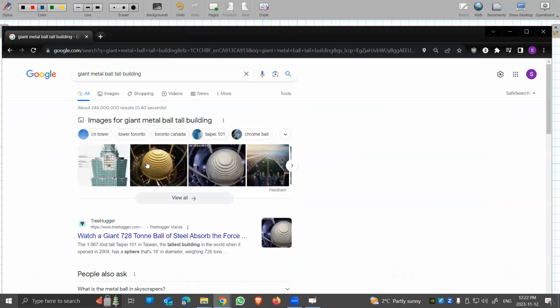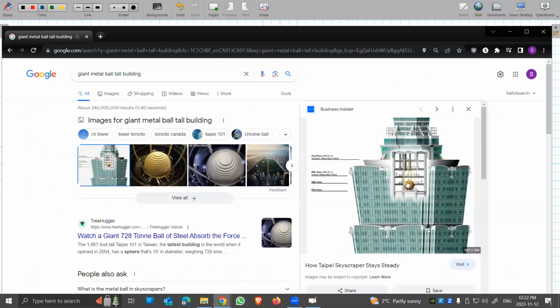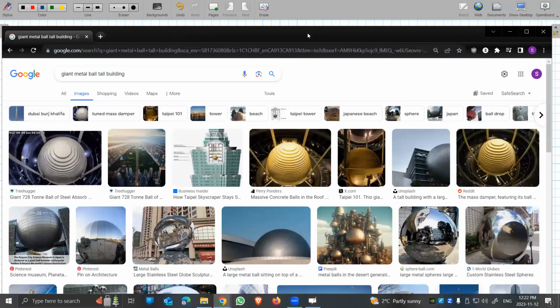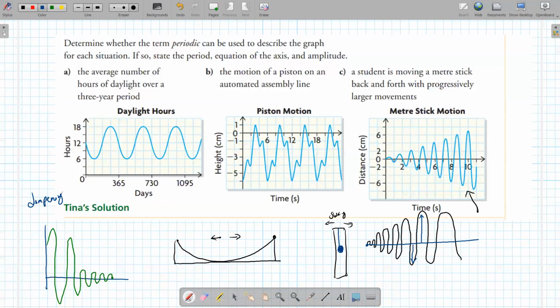Something like this. It's literally a ball inside of a building. Okay, it's very heavy. What's it for? It's to prevent the building from swaying back and forth. It's to induce this dampening movement in the building.